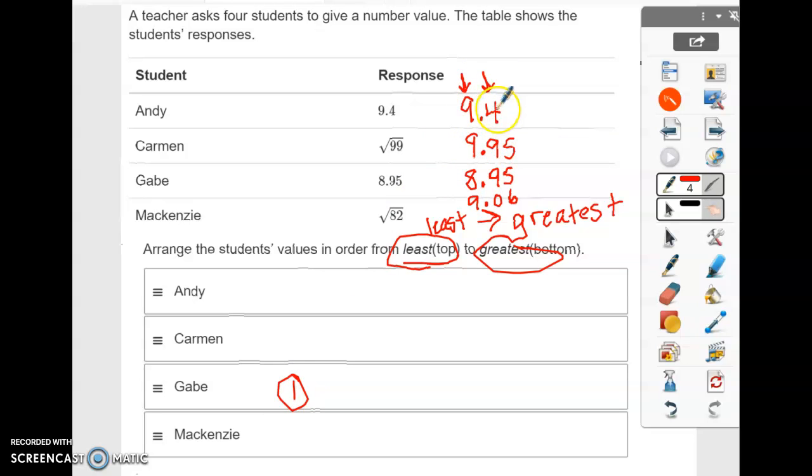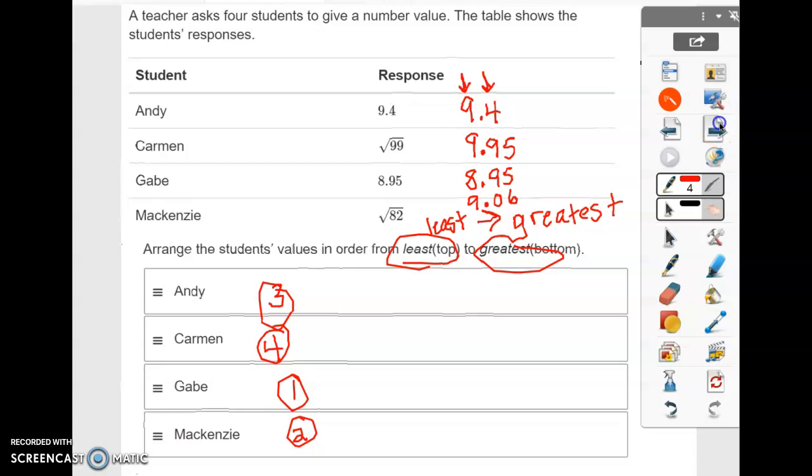Then the rest are 9s, and I'm going to have to move on to my next place value. I have 4, 9, or 0. So 0 is going to be my smallest. That's Mackenzie. So I'll put number 2. Then I'm going to have a 4, which is Andy. I'll put 3. And Carmen is going to have that 9, so she'll be number 4.